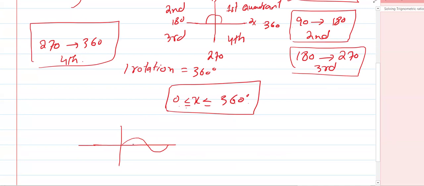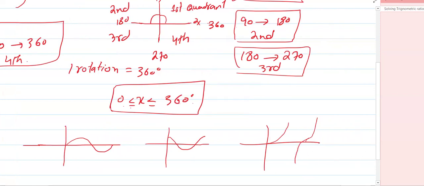This is the graph of the cos from 0 to 360 degrees. And this is the graph of the tangent: this is 90, 180, and then later there is another curve there. This is the graph of the tangent also. Every trigonometric ratio has two values.